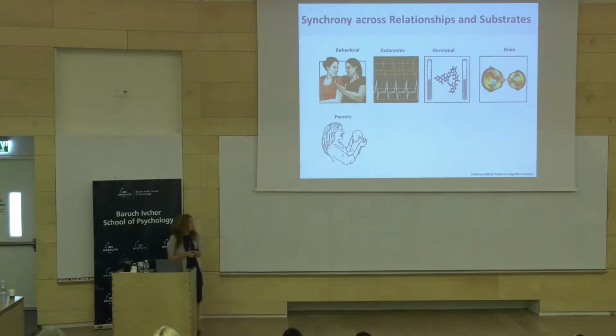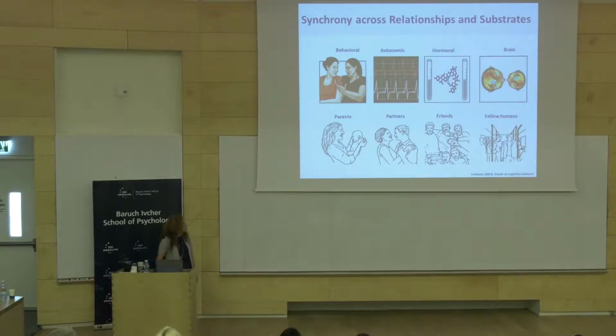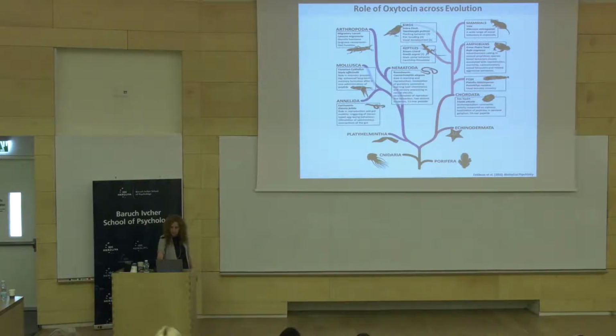But the width-wise is also important, because we see there is a behavioral, autonomic, hormonal, and brain synchrony, and we found them in all 4 human relationships: between parents and infants, between romantic partners, between close friends, and, in humans, unlike other mammals, humans can also synchronize their behavior and affiliative biology with those of total strangers.